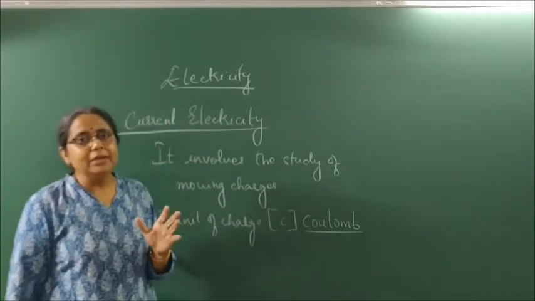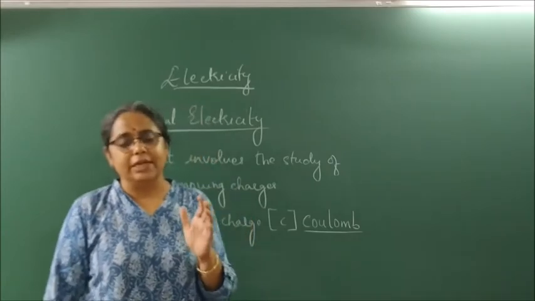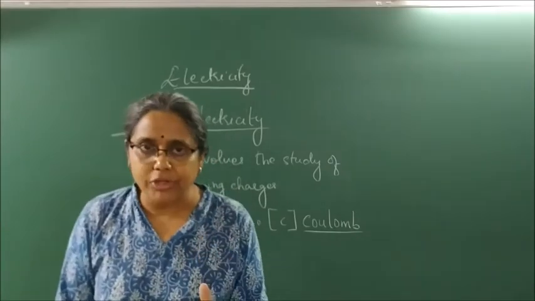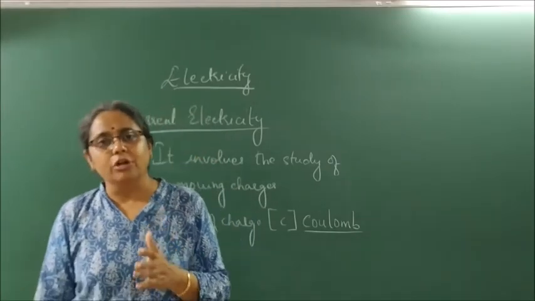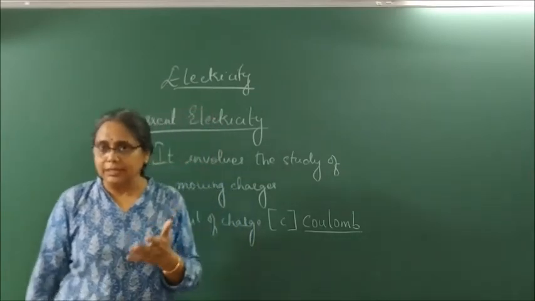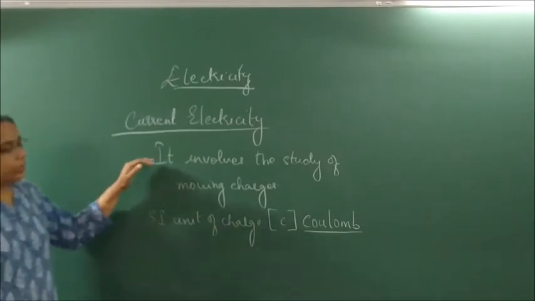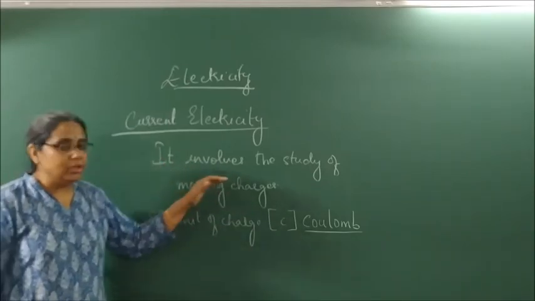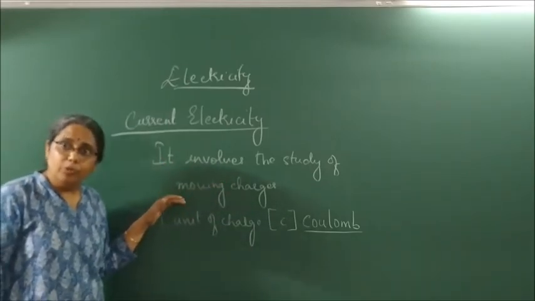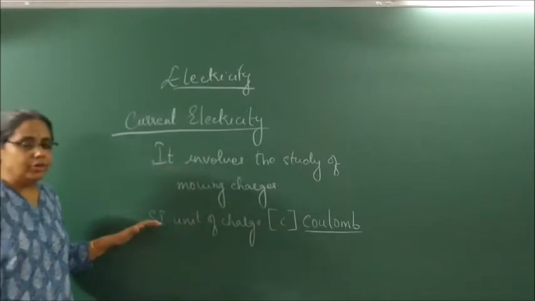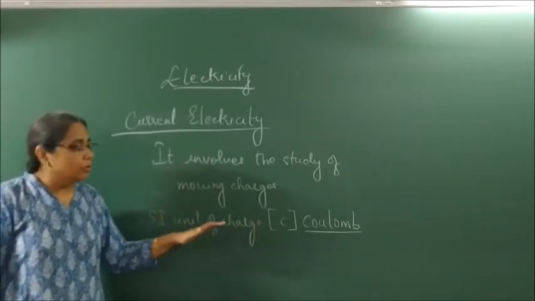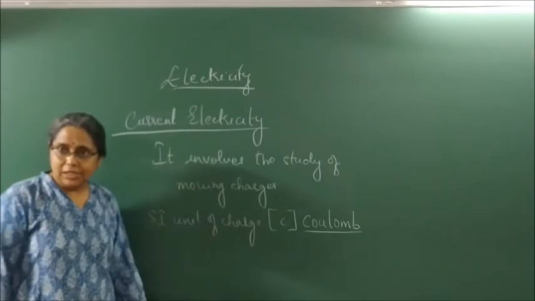So we studied, if you are studying charges at rest, it is called electrostatics, and the charge which does not move is called static charge. Now, when we are studying current electricity, it basically involves the study of what charges? Moving charges. And the SI unit of charge is coulomb. Coulomb is generally denoted as C.